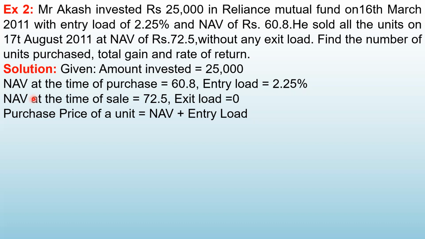What is given to you? Let us write: amount invested, that is 25,000. What is the NAV at the time of purchase? It is 60.8. What is the entry load? 2.25%. What is the NAV at the time of sale? It is 72.5. What is the exit load? It is 0. You have to find out, first of all, the number of units purchased.